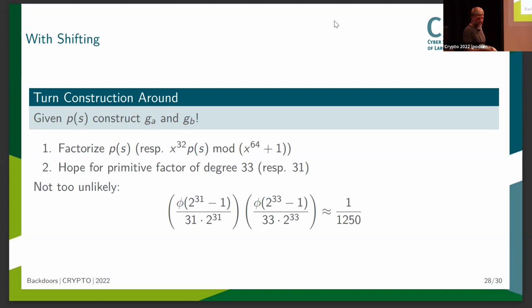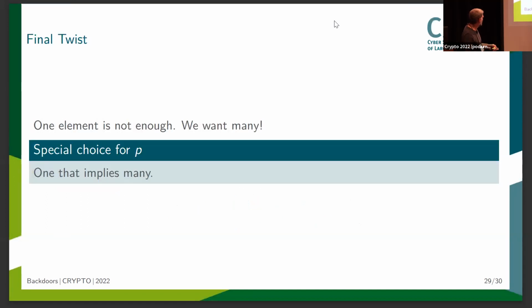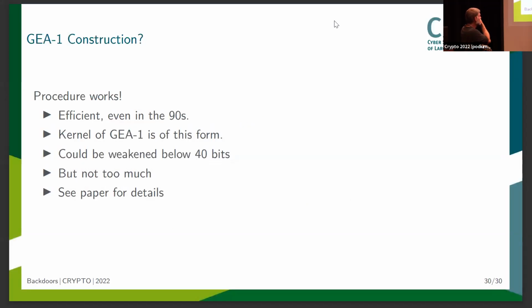You choose PS special. You look in the paper if you want to know how to do this. There's a special choice of P, so that if this P is in the kernel, then you know many elements in the kernel. Rotated variants in principle of this P are also in the kernel. And this works. We implemented it, super efficient. It was also already efficient in the 90s.